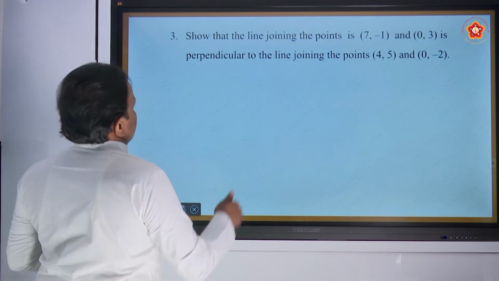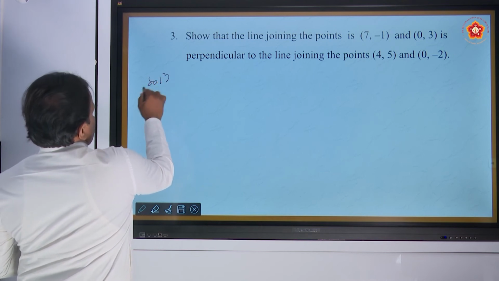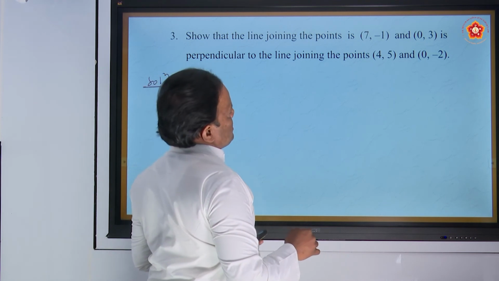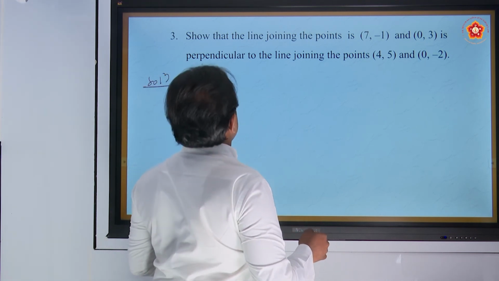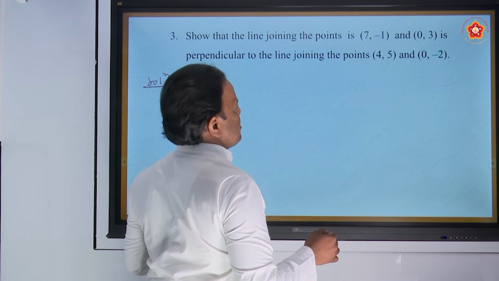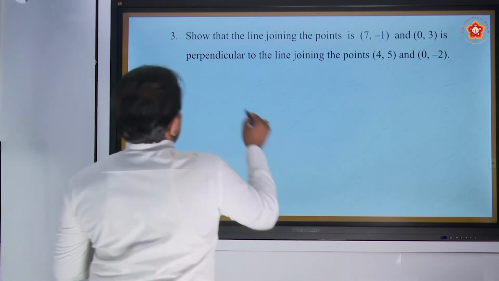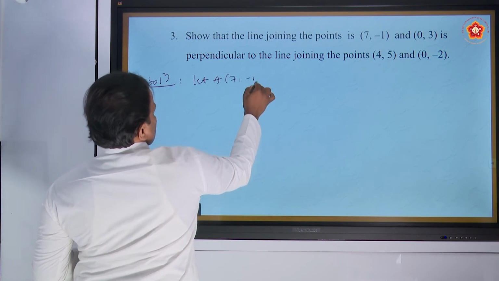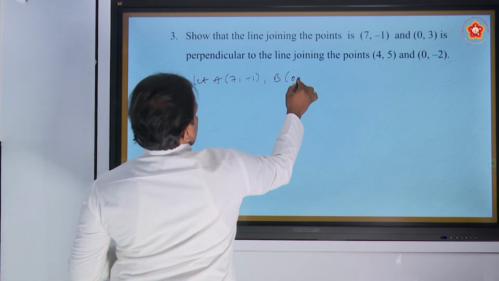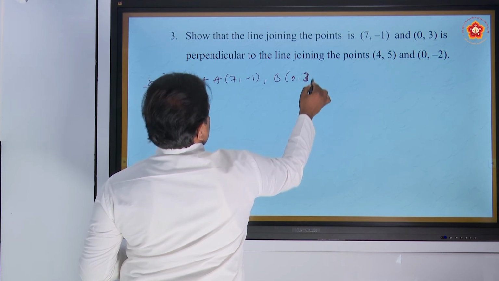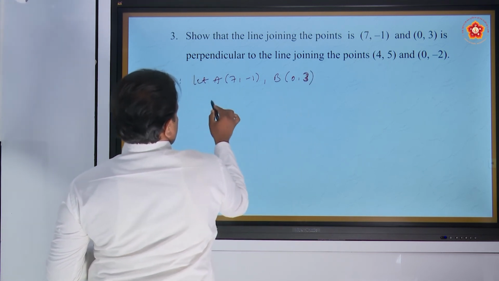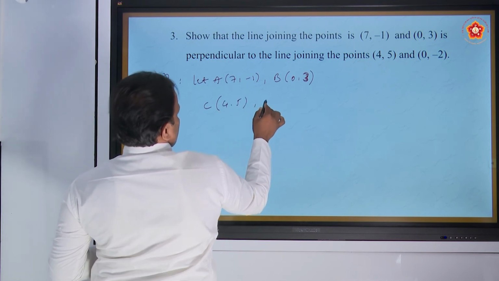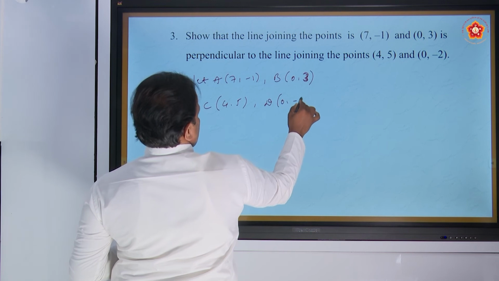Observe here. So what is given here? Show that the line joining the points 7 comma minus 1 and 0 comma 3 is perpendicular to the line joining points 4 comma 5 and 0 comma minus 2. I think it is very simple. So let us name them: A is 7 comma minus 1, B is 0 comma 3, C is 4 comma 5 and D is 0 comma minus 2.